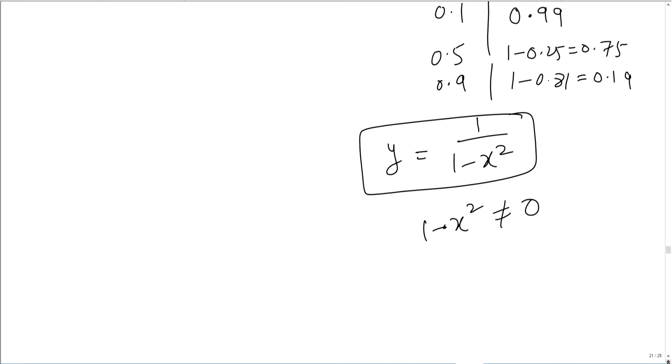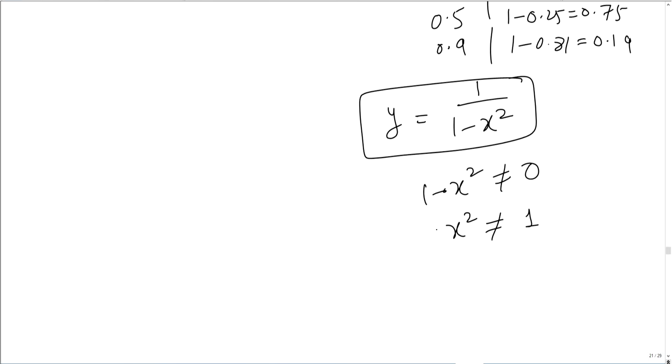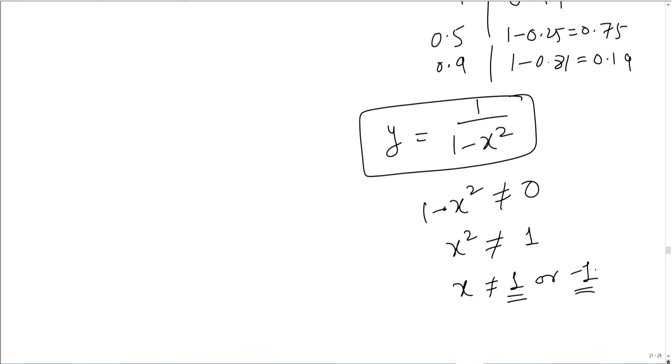So if this 1 minus x square is not equal to 0, that means x square should not be equal to 1, okay? Because this term would become 0 only when x square is equal to 1. So x square can't be equal to 1. That means x cannot be equal to 1 or minus 1. If x is 1, then this is undefined. If x is minus 1, then it's undefined. So x can't be equal to 1 or minus 1. So the graph of this equation will be undefined at x equals 1 and x equals minus 1.